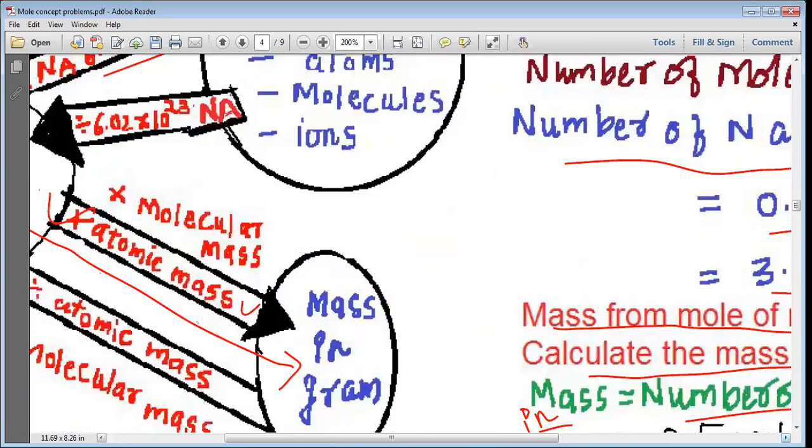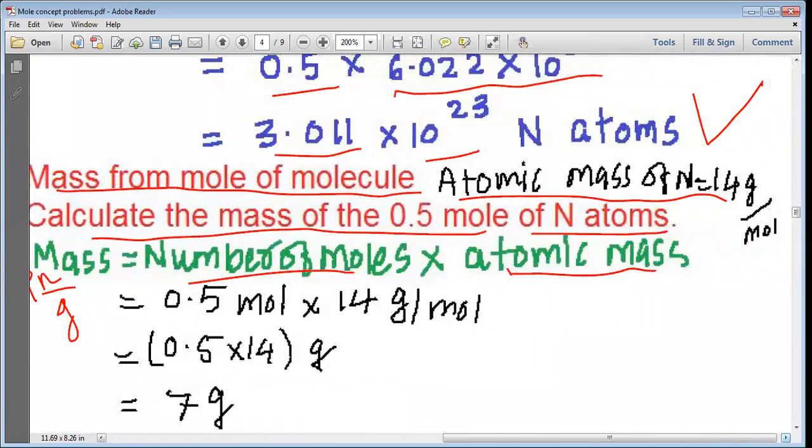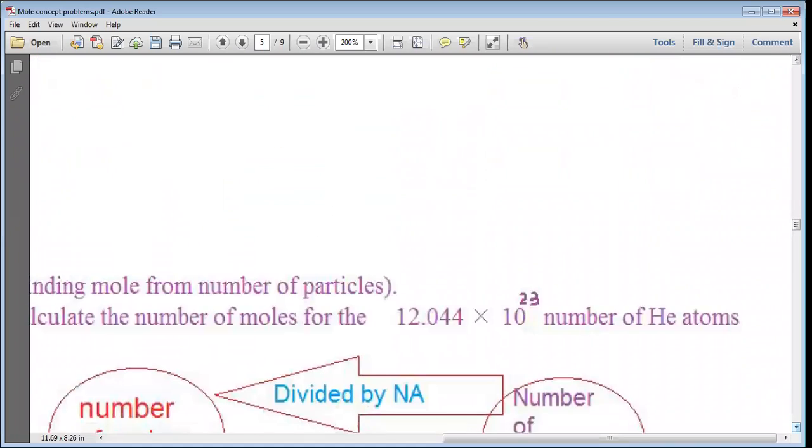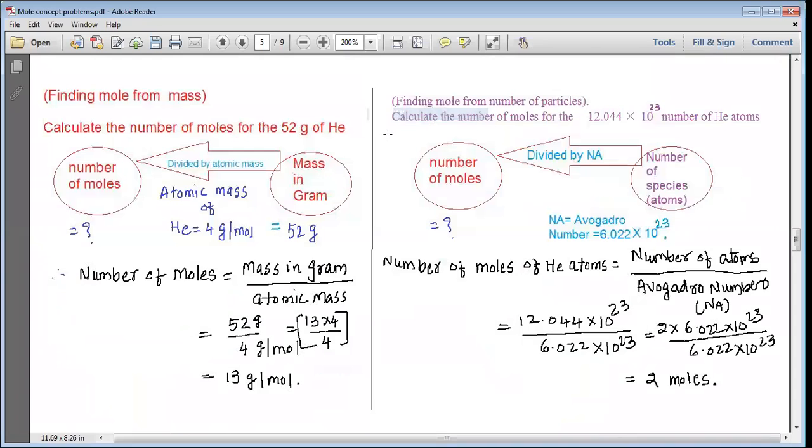This is how we get the formula. You can see here, I have written the formula for you: mass is equal to number of moles multiplied by atomic mass. Number of moles is 0.5 and atomic mass is 14 gram per mole. So by using this, we get 0.5 multiplied by 14, that is 7 gram. This is how, my dear students, we understand the various calculations for our problems.